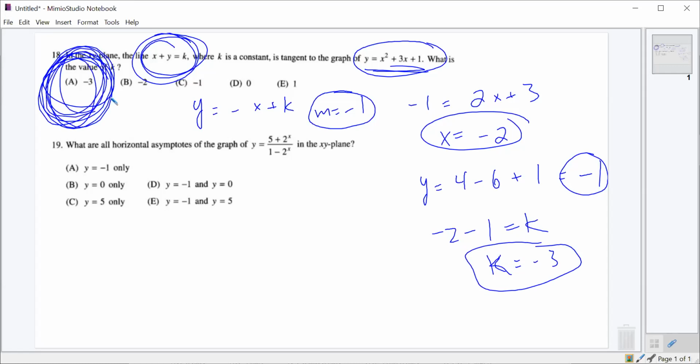Good or no? Everybody feel okay about number 18 there?